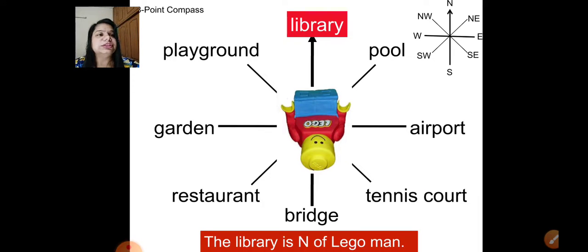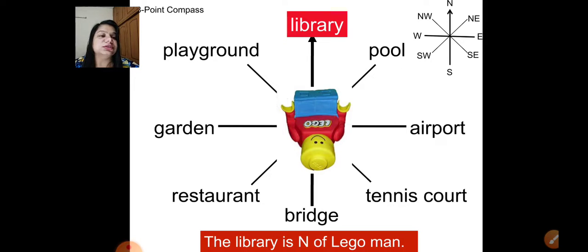So now just check. First of all, we need to understand the directions. Library is in which direction? Here you can draw a rough diagram of the compass also. Just check, what was this direction? This was the north of the legoman. So library is in the north of the legoman. You can check from the directions.